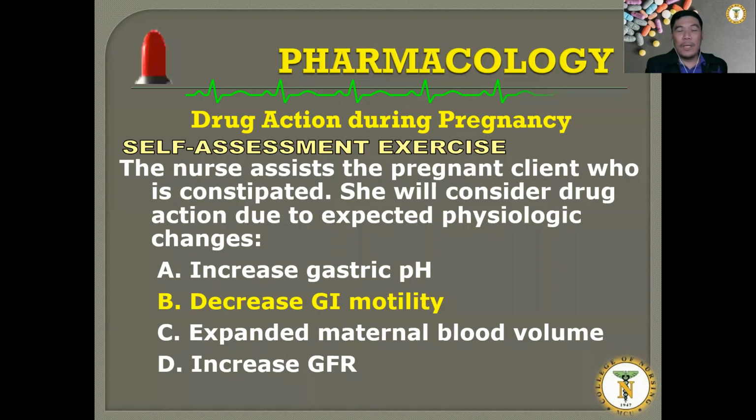Now, when we talk about letter C, the expanded maternal blood volume, we have mentioned that when the mother becomes pregnant, the physiologic change of expanding the maternal blood volume is to support the fetal circulation. That's why most pregnant mothers during the early third trimester are at high risk of iron deficiency anemia. So supplementation is very important.